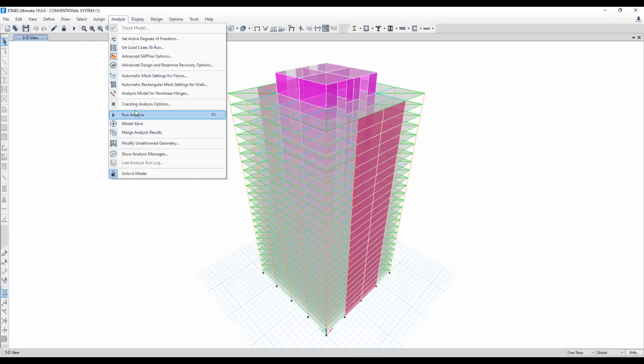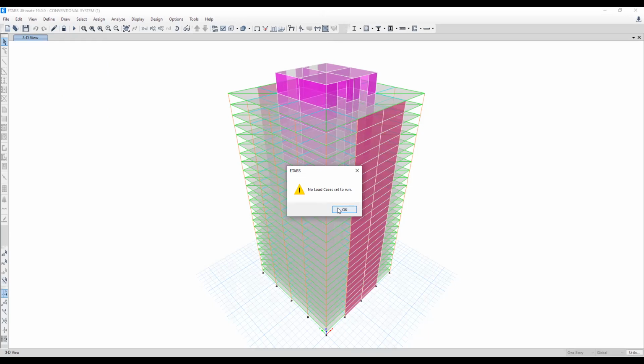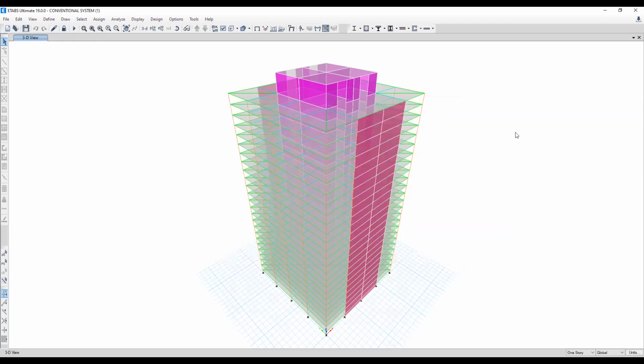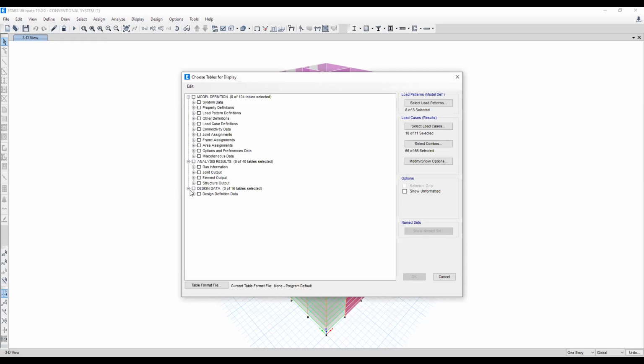So the first thing we have to do is analyze the structure, right? We run the analysis. Just wait. Okay, so we are checking the structure without loads, right? There is some minor issue that we have found here, but that is okay. Right, now again we will go here on display.